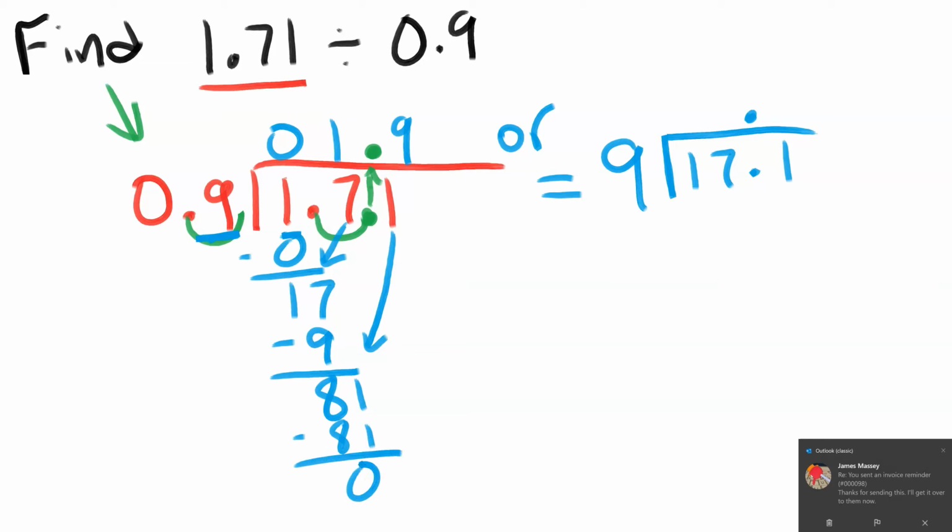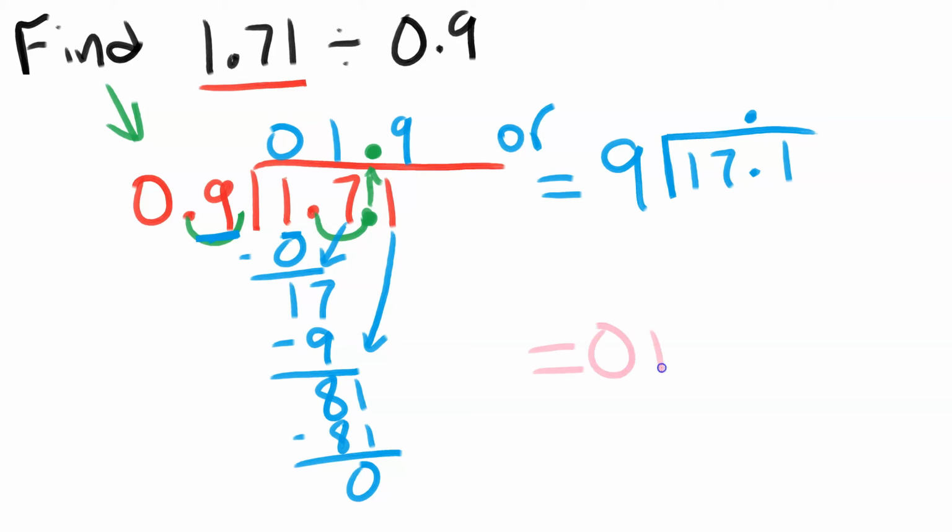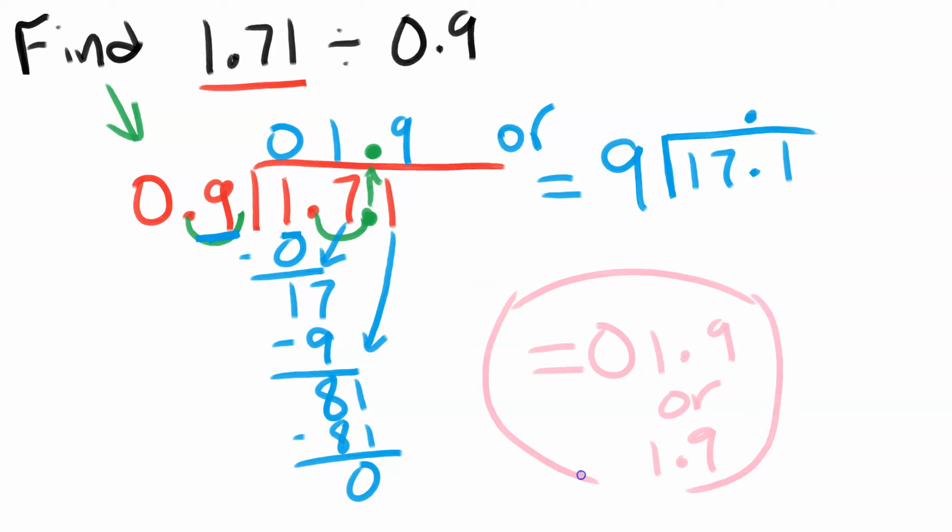How do you know you're done? Because your remainder is 0. There is nothing else to bring down, so the answer is done. And if you want to write your answer out correctly, you can write 1.9. Remember to circle your final answers always. I'm sure your teachers will appreciate that because they see your work and they see where you ended your answer.